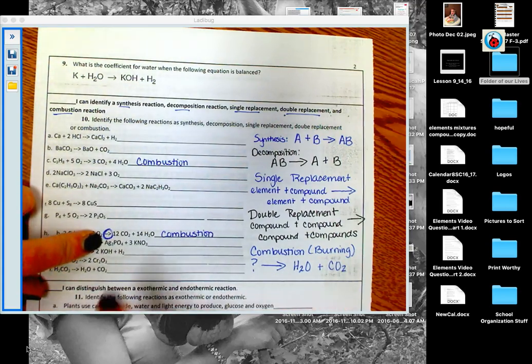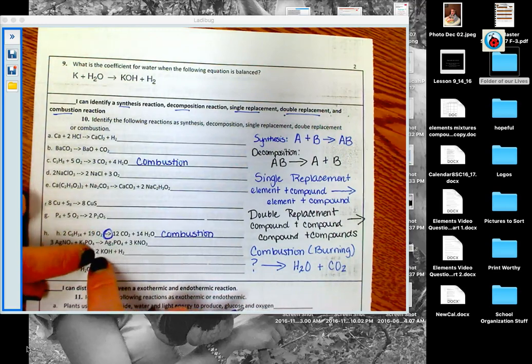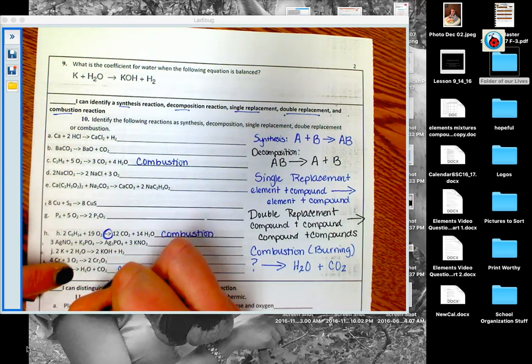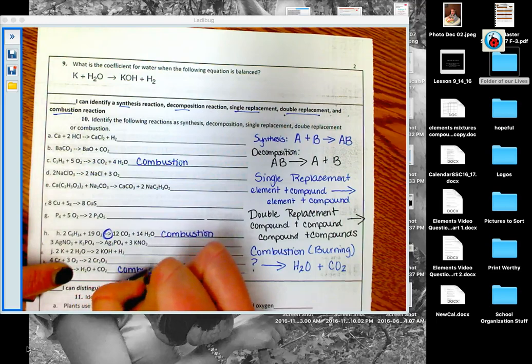We call that burning. If you go a little bit further down, KNO3, no. KOH, no. Cr2O3, no. H2O, CO2, yes, could be. So the last one down here could also be, or is, combustion.